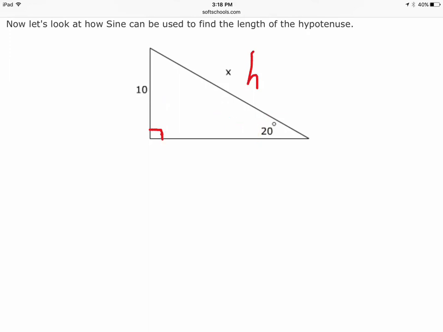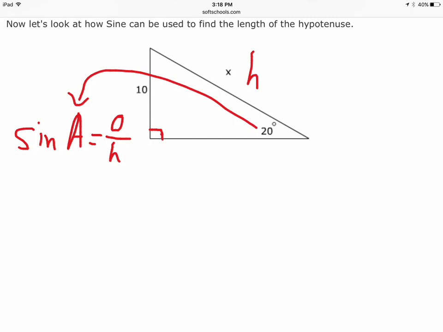So now we can set up the equation like this. We know that the sine of the angle equals the opposite over the hypotenuse. And now we're going to substitute the values into this equation. We know that the size of the angle is 20 degrees, and we know that the length of the opposite side is 10. So we'll substitute those two things into the equation.